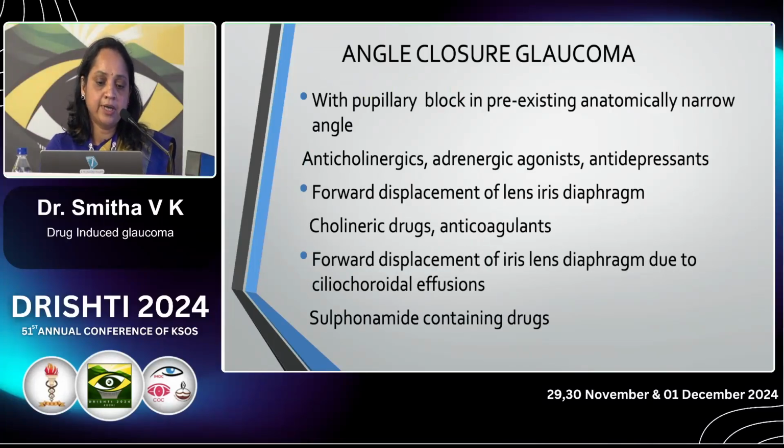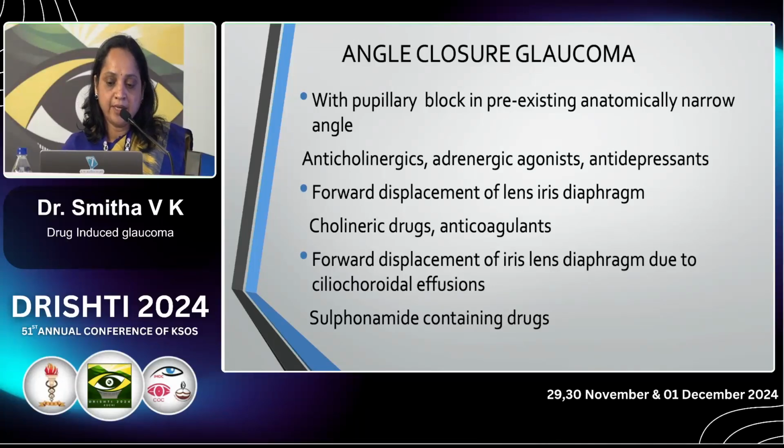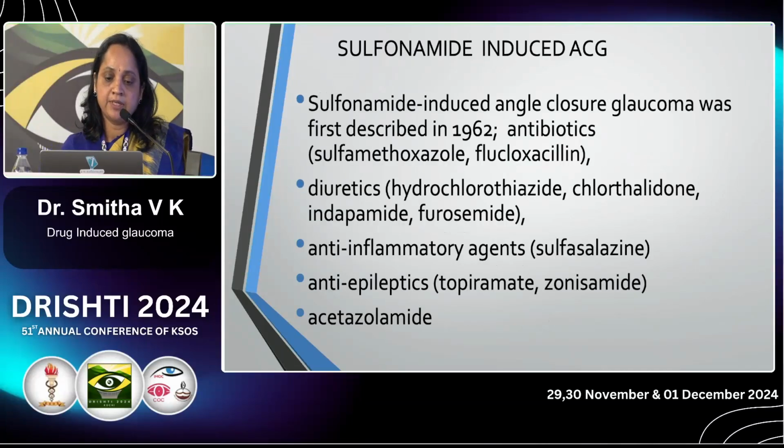Angle closure glaucoma can be pupillary block glaucoma in a pre-existing anatomically narrow angle like with anti-cholinergics, adrenergic agonists, antidepressants, etc. or with the forward displacement of the lens iris diaphragm as in cholinergic drugs and anticoagulants, or forward displacement of the iris lens diaphragm due to ciliochoroidal effusions like with sulfonamide drugs. Sulfonamide-induced angle closure glaucoma is seen in antibiotics like sulfamethoxazole, diuretics like hydrochlorothiazide, anti-epileptics like topiramate and acetazolamide.